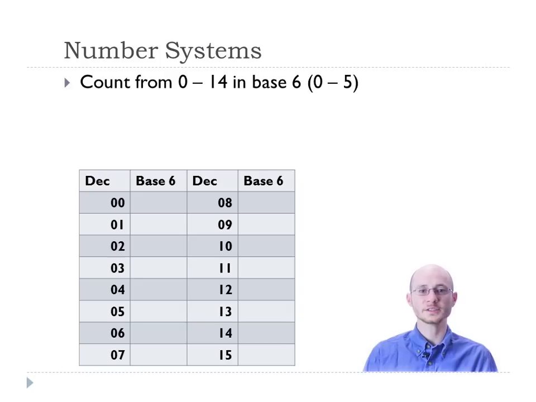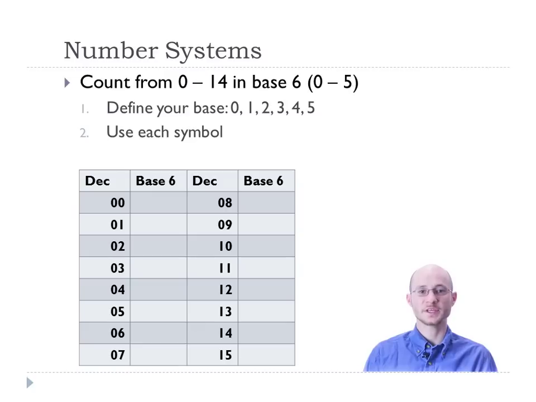Alright, on to some number theory. On the exam, I will ask you to count in some foreign number system. In this example, I'm going to count to 15 using base 6 as my number system. Remember the rules of counting. First, establish your base. Our base will consist of 6 numbers, from 0 to 5. Once you have established this base, we must use each symbol only once.